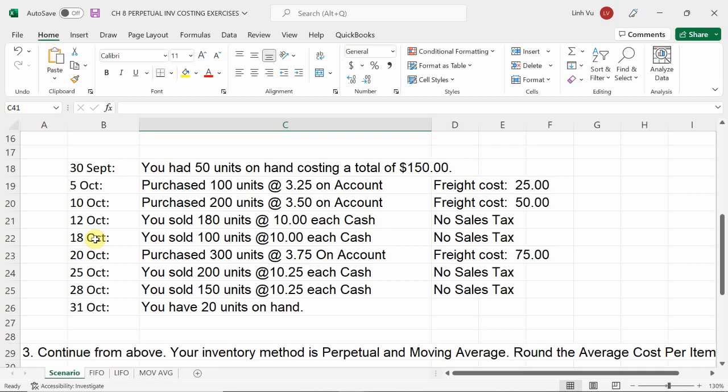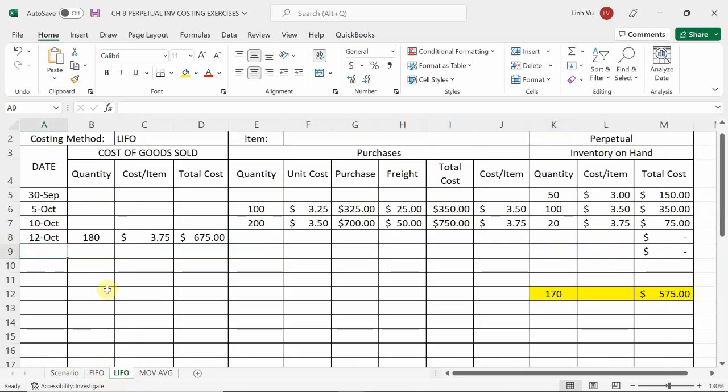On October 18, we end up selling another 100 units at $10 each. So let's see how much it cost me to sell 100 of those items. Which batch am I going to dip out from first? The 20 remaining, because you're doing LIFO. You only have 20 left in this batch anyway, so we already know it's going to cost me $75. Now I can go ahead and eliminate that.